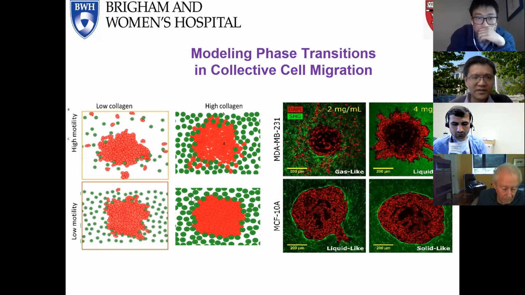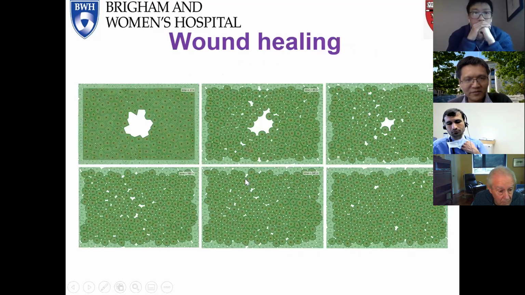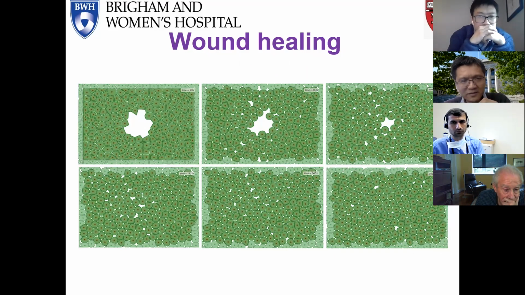And using our computational model, we also simulate these scenarios. We use these green, impenetrable, immobile particles to represent the matrix stiffness. The denser these are, the higher the stiffness is. And we can also tune the cell motility to observe these phase transitions. I don't have time to talk about the phase diagram, but you can check out our paper online. Actually, that was on arXiv.